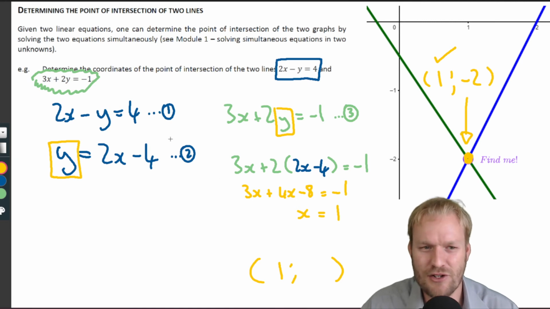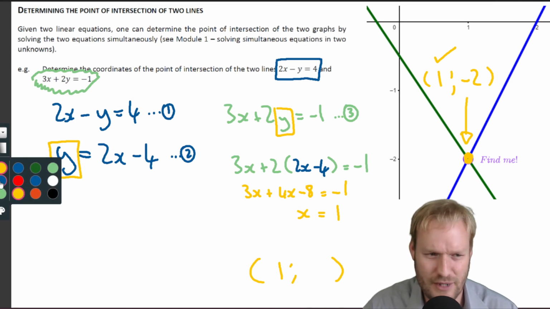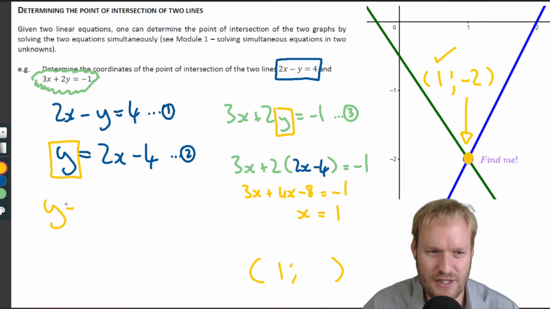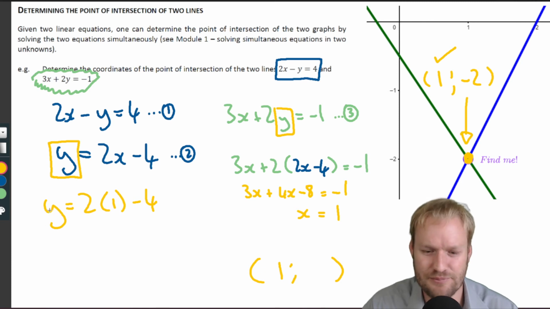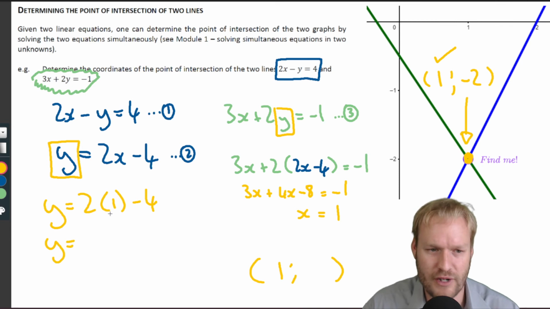We could substitute it into any of our equations we've got now, 1, 2, or 3. But I think, and perhaps you'll agree with me, it makes sense to substitute it into this equation, 2, 1 minus 4, because we've already isolated y. We have made y the subject of the formula. So we can just go 2 times 1 is 2, 2 minus 4 is minus 2.